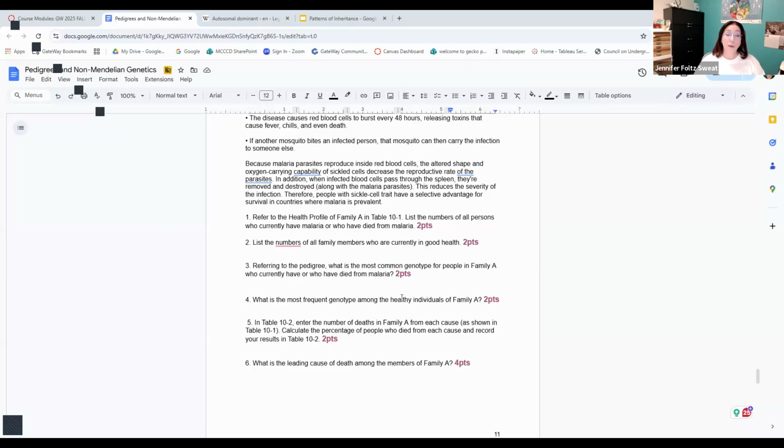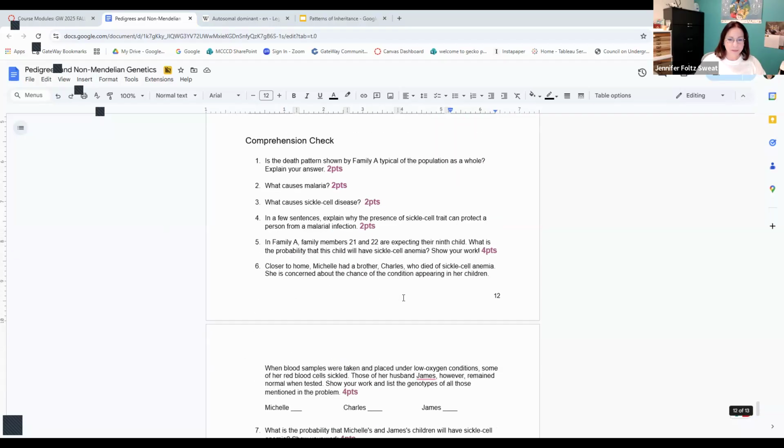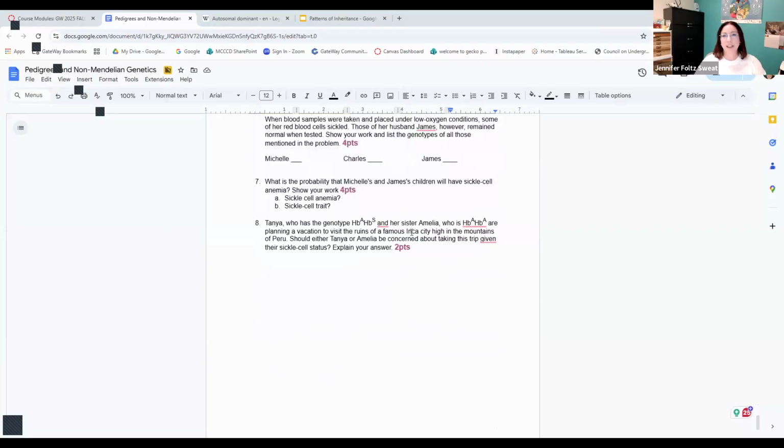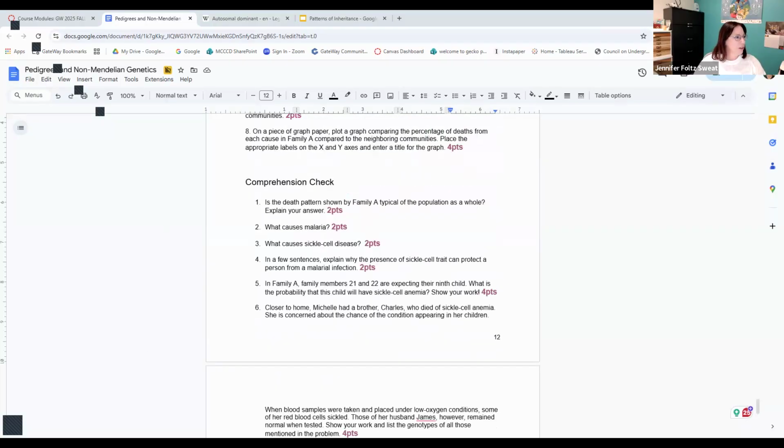Okay, so hopefully you all put a graph in there. And then this was just your comprehension check. Are there any questions on that? So I'm going to go through those. If you had a lot of issues, I'll write comments on it and then you can meet with me if you have questions.